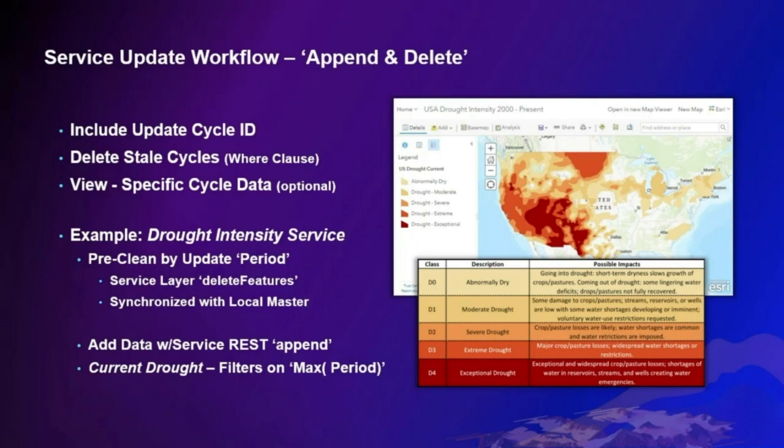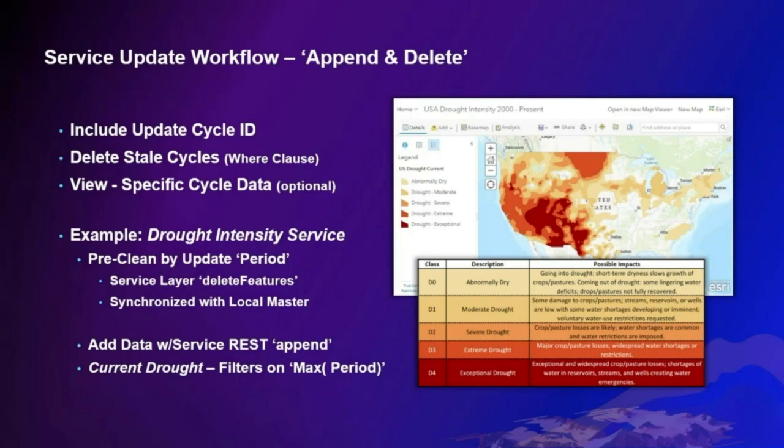So if you have a progression of your cycle, or in this case, I think ours is using the actual period date. So we're updating by period, week by week. So we can actually target a specific week and remove it, and then replace it in this workflow.